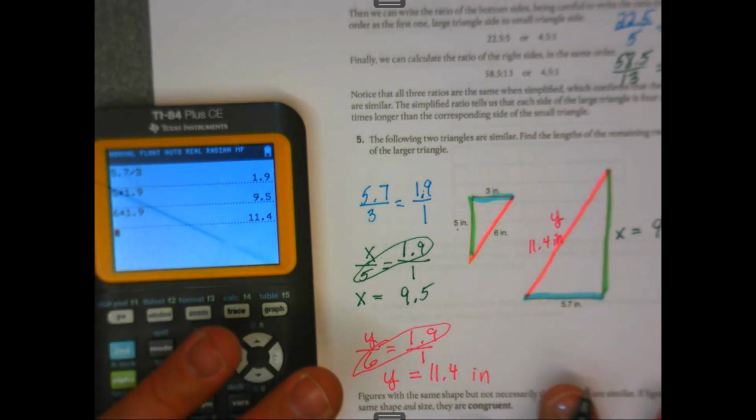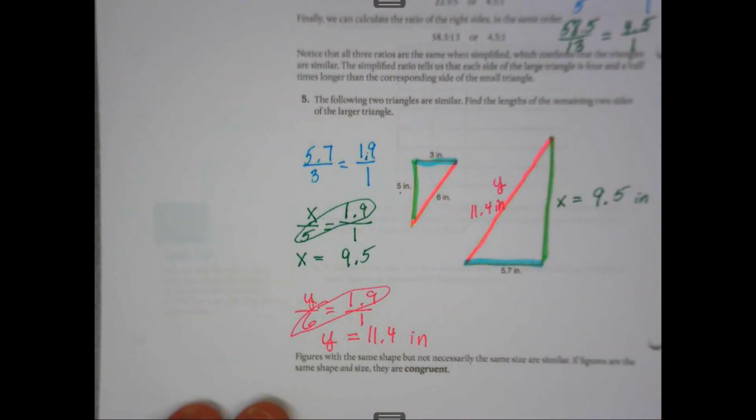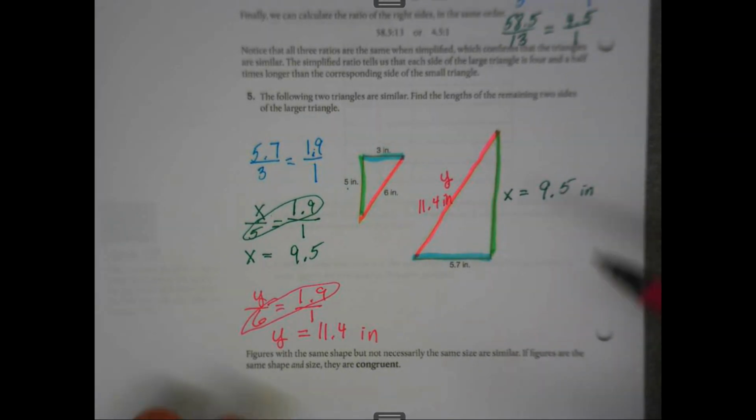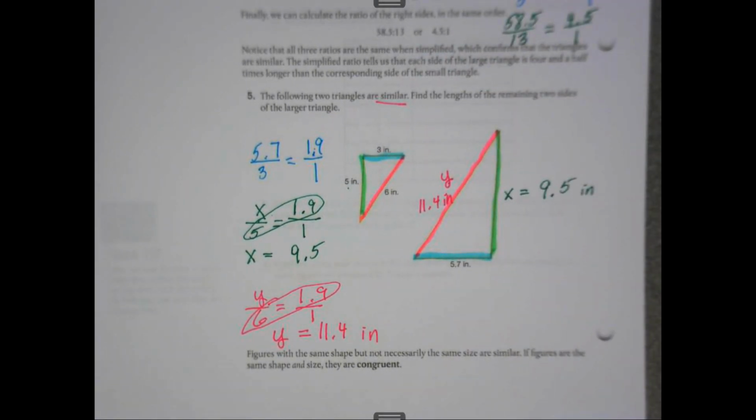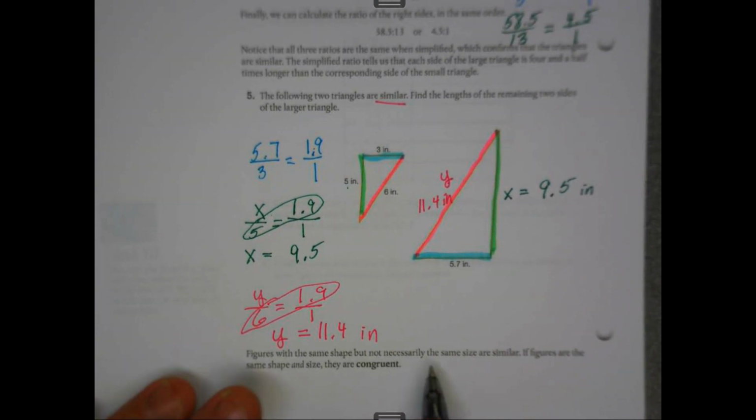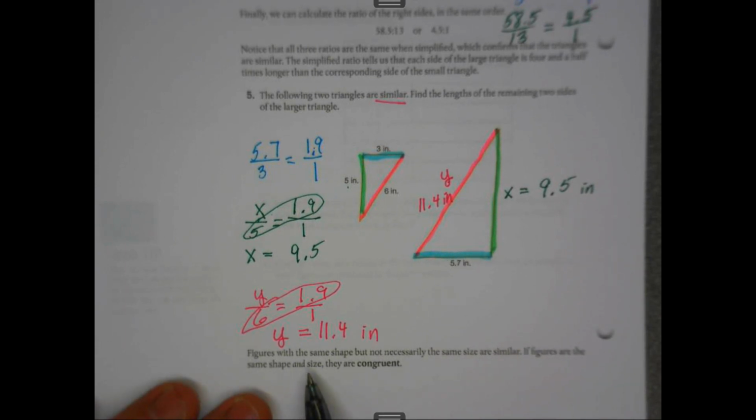Okay. So that's how you find missing sides, if we're given the fact that they're similar. Figures with the same shape but not necessarily the same size are similar. If figures are the same shape and size, they are congruent.